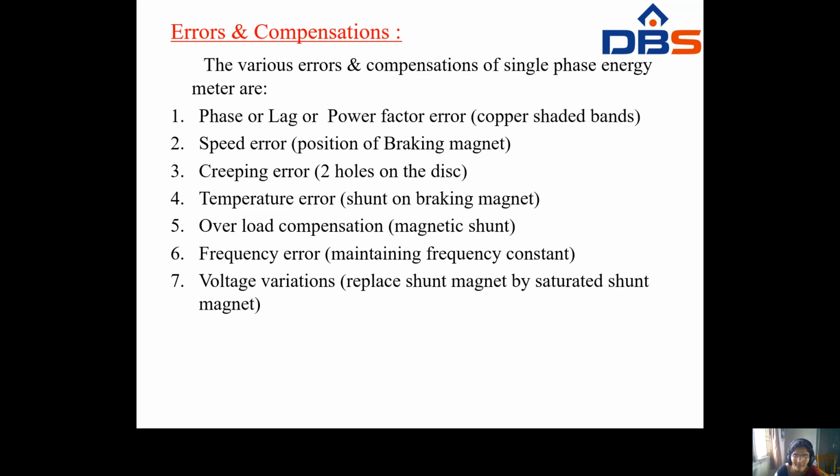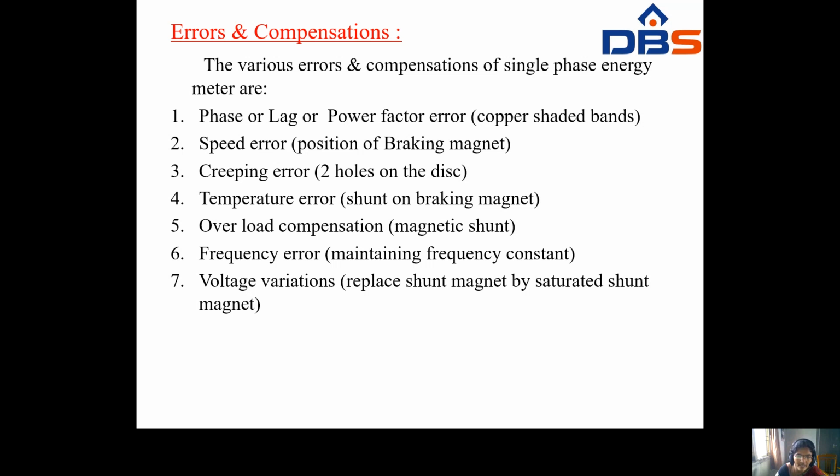Next one is overload compensation. Whenever the load is overloaded, it causes excessive current. To reduce that, here also you have to use the magnetic shunt. Frequency error: maintain the frequency constant. Whenever you maintain the frequency value constant, you can avoid the frequency error.